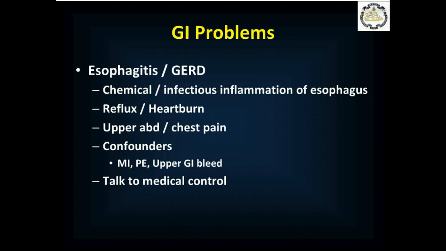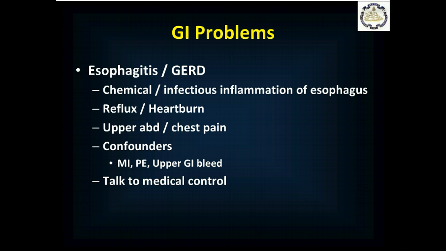So starting from the top, esophagitis, or inflammation of the esophagus, the food pipe that connects your mouth to your stomach, or GERD, gastroesophageal reflux disease, can cause abdominal pain. And this is basically chemical inflammation of the esophagus, or potentially an infection in the stomach causing a gastritis or an ulcer.